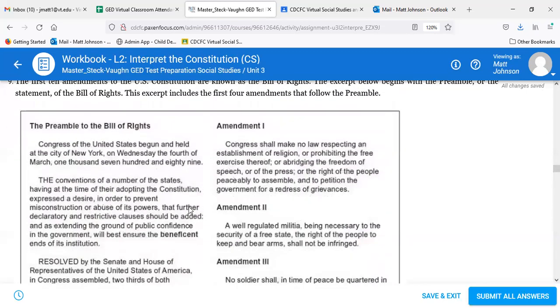Okay. And so Amendment 1 says Congress shall make no law respecting an establishment of religion or prohibiting the free exercise thereof, or abridging the freedom of speech or of the press or of the right of the people peaceably to assemble and to petition the government for redress of grievances, right? So that's all about our freedom of speech, freedom of the press, our right to petition the government, and our right basically to protest.